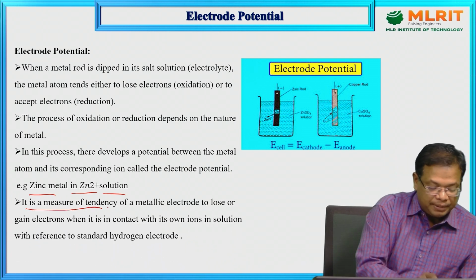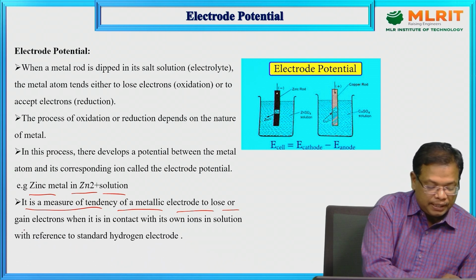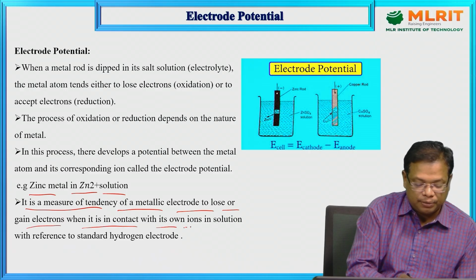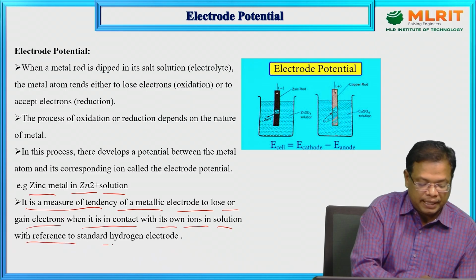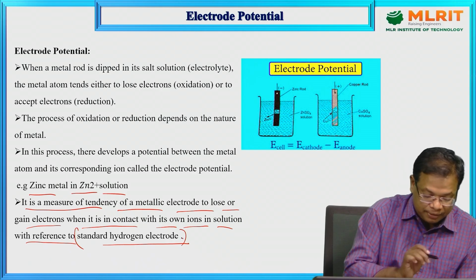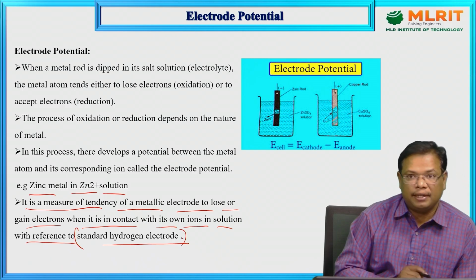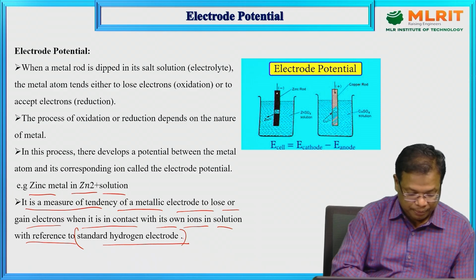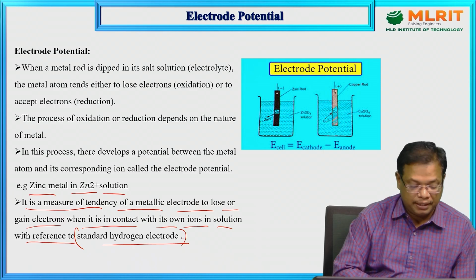So it is a measure of the tendency of a metallic electrode to lose or gain electrons when it is in contact with its own ions in solution, with reference to the standard hydrogen electrode. So we have to take the reference electrode, the standard hydrogen electrode. By comparing with that one, we can find out the electrode potential.